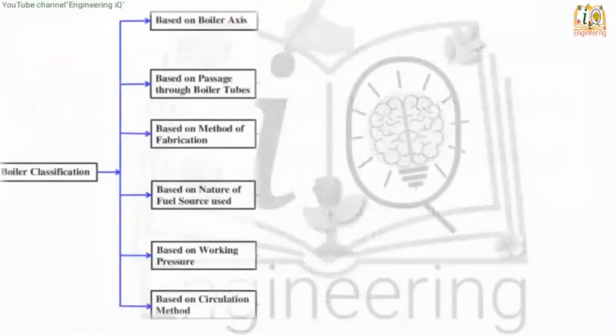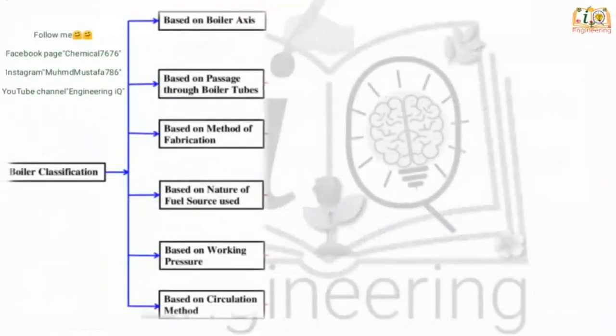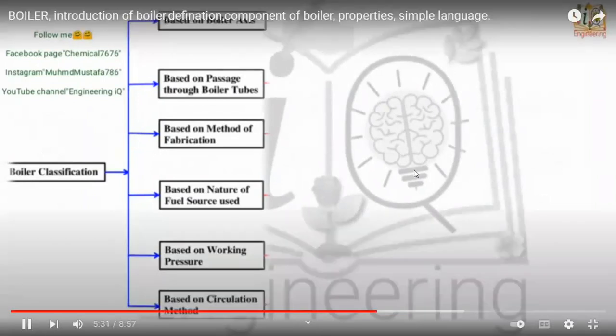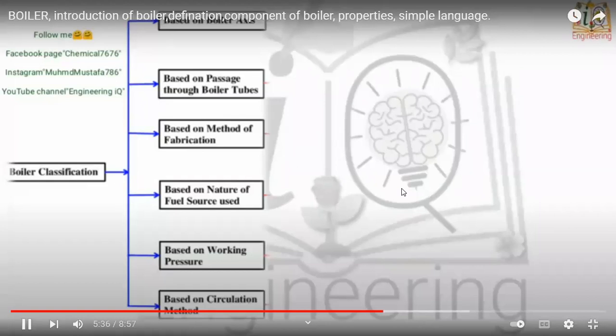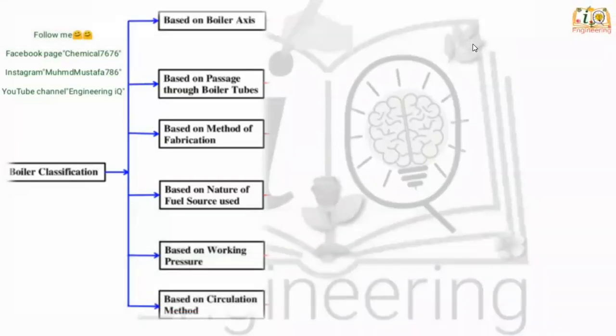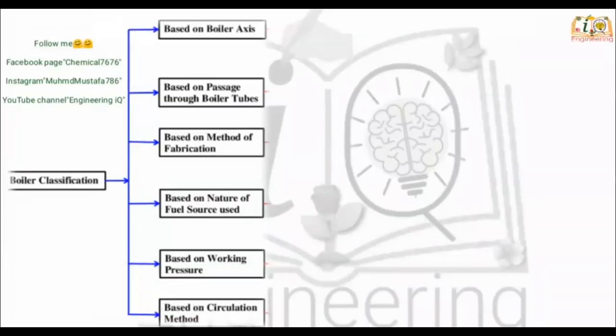We classify the boiler according to 6 categories. First, according to axis; second, according to tubes; third is method of fabrication; fourth, nature of fuel used; fifth, working pressure; and sixth, circulation method. These are the six methods of classification, and they also have sub-parts.